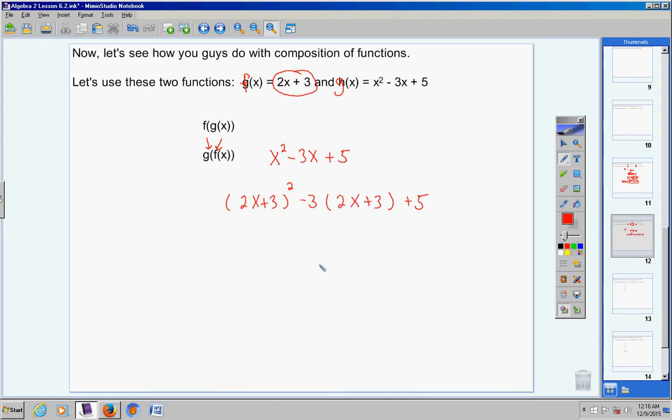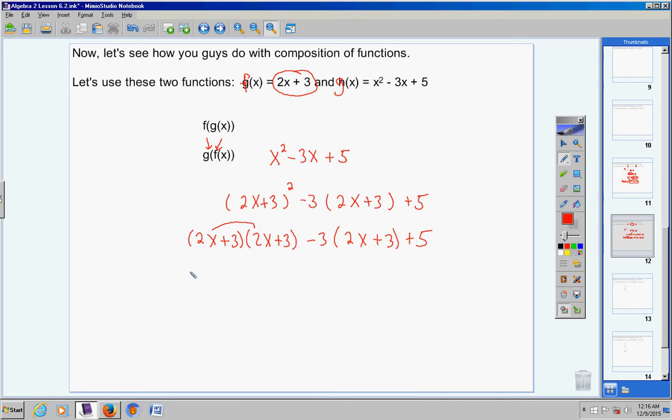This is going to be a lot of work. Sorry, but it is. We have 2x plus 3 to the second power. You see that? So what that means is 2x plus 3 times 2x plus 3. Okay? What we're doing now is simplifying. We made our substitutions. We wrote the g function. Then we picked up our f function and we substituted it into the g function. Now we're simplifying. Okay, I have a binomial, a two-termer, times a binomial.